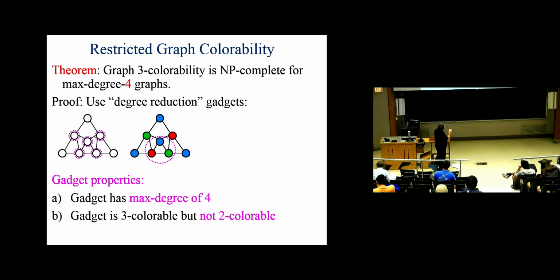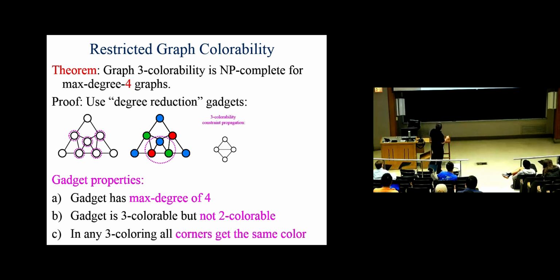How do we know? Here's a 3-coloring. So there's a 3-coloring, and there are other 3-colorings as well. Here's the least trivial of the 3 properties. Any 3-coloring of this gadget leaves all corners with the same color. Any valid 3-coloring must have all 3 corners, the outer corners of degree 2, all have the same color.